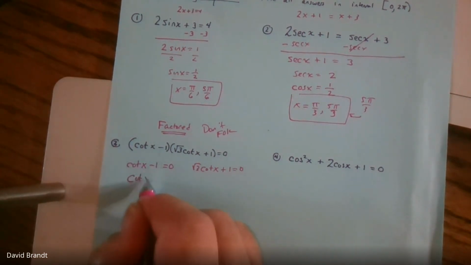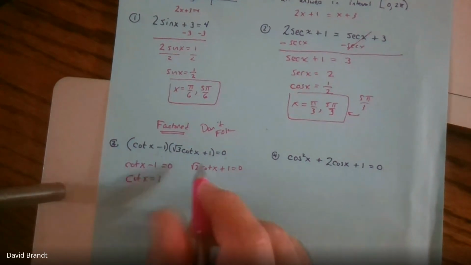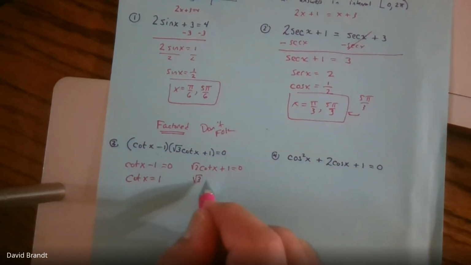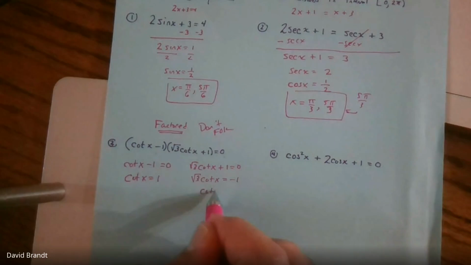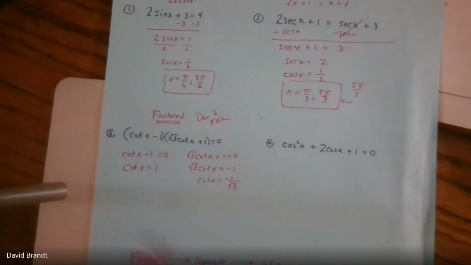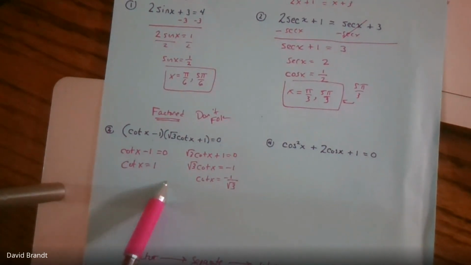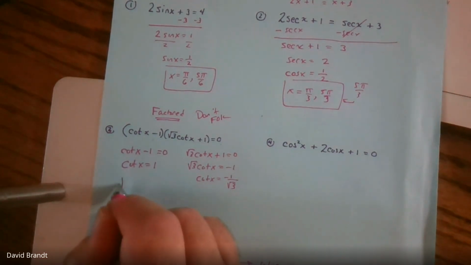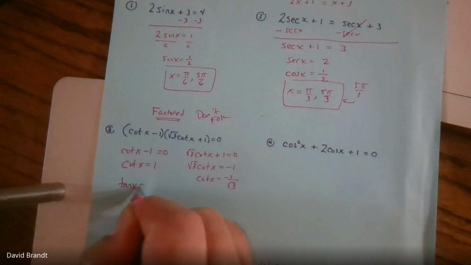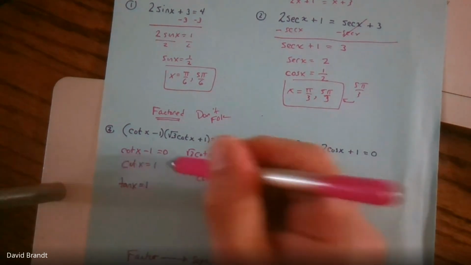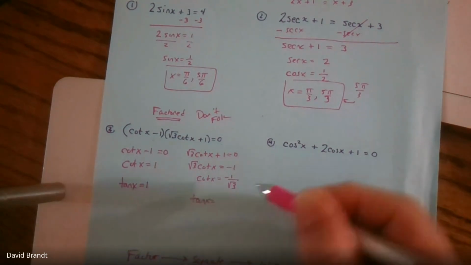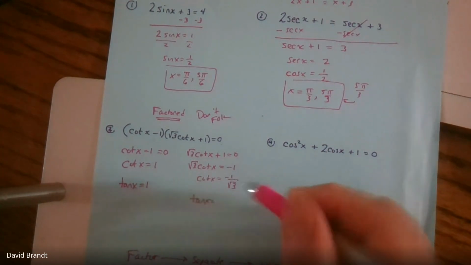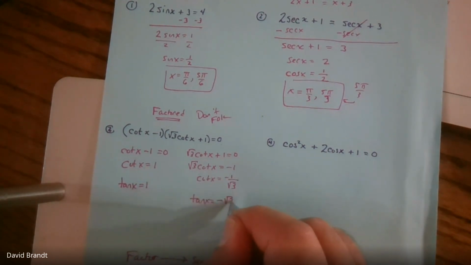So this one, move the 1 to the other side. This one, you're going to move the 1 to the other side, and then you're going to divide. Now, you probably don't like cotangent. So we're going to change these to tangent. So this is tangent x equals 1. Flip it over. When you flip one over, it's still 1. And this one, tangent x equals, when you flip this over, that's going to be negative square root of 3.